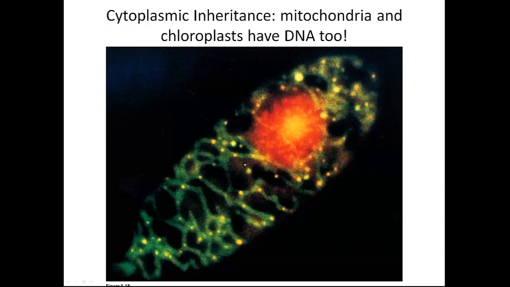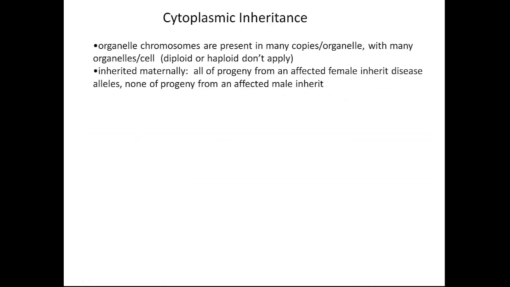I want to talk next about cytoplasmic inheritance. So this is a picture of a cell, and the DNA is stained, and you see lots and lots of DNA in the nucleus. However, there's actually DNA in the cytoplasm as well, and that is because mitochondria and chloroplasts have their own DNA. Cytoplasmic inheritance shows a really interesting expression pattern because it is inherited maternally. And so every cytoplasmic chromosome that you've got in your mitochondria came from your mother. So you didn't get any of those from your father.